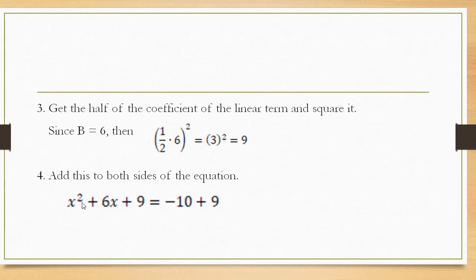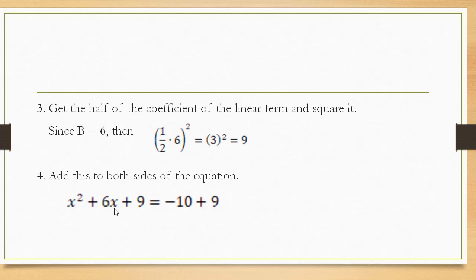So, x squared plus 6x plus 9 is equal to negative 10 plus 9. So, negative 10 plus 9 is negative 1. Ang kaning imuhang x squared plus 6x plus 9, mao ni karon ang ginatawag na perfect square trinomial.